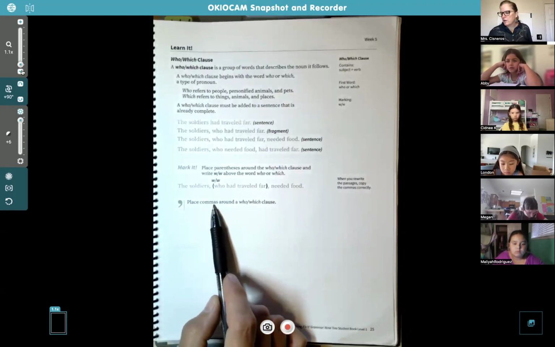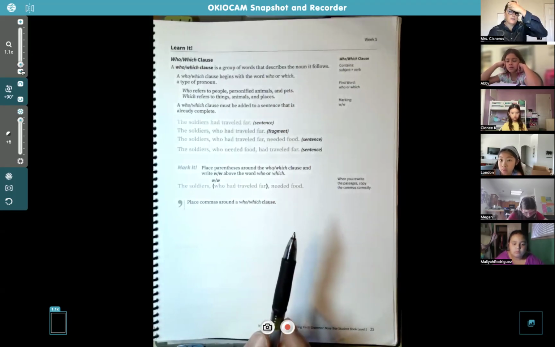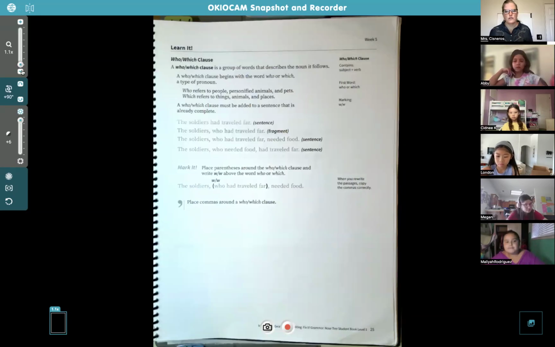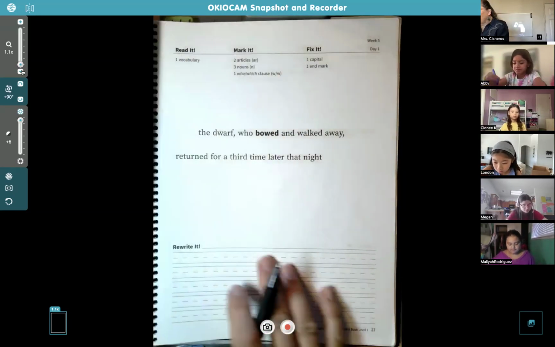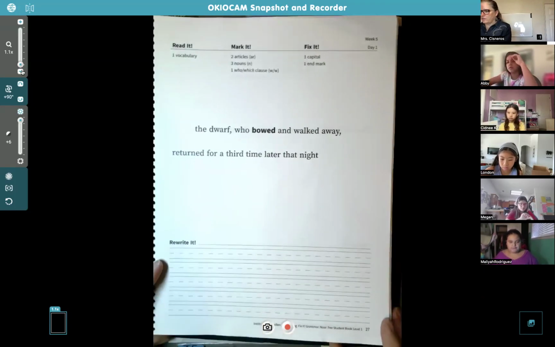And then there's a comma rule at the very bottom here. It says place commas around a who which clause. So we use commas to separate it from the rest of the sentence, okay? Are there any questions about the who which clause? If not, shake your head no for me, so I know you don't have any questions. Okay, good. Let's turn. There's nothing on the back of that page, so let's go to the practice page here.